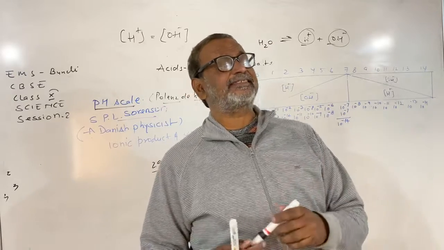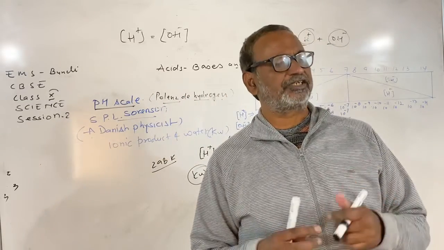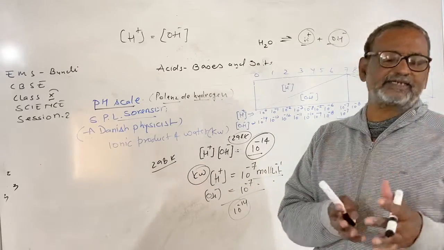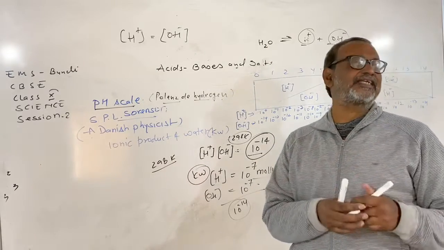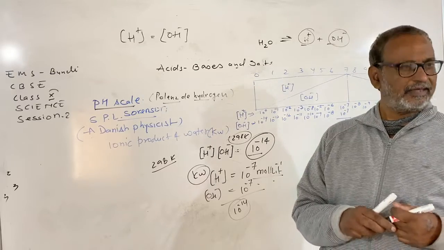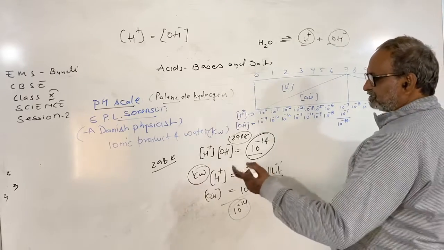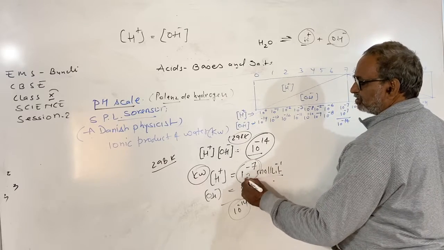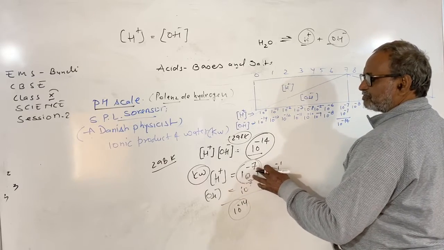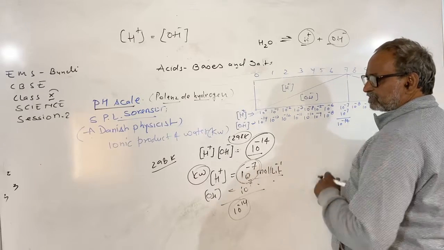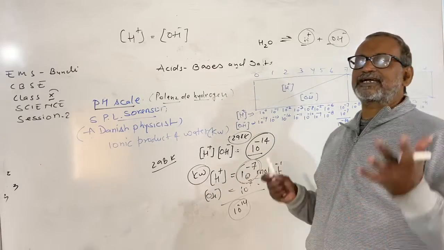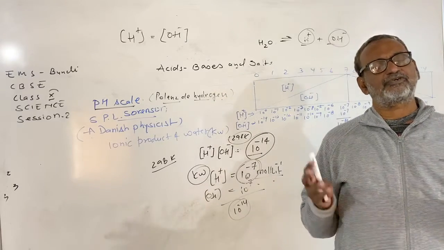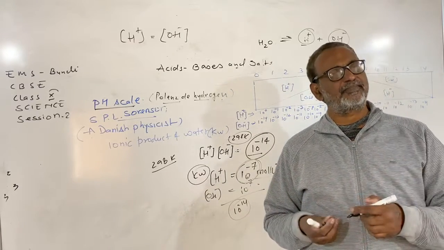When an acid is added to water, acid furnishes hydrogen ions, and therefore the concentration of the hydrogen ion increases, and the concentration of hydroxide ion decreases so that the ionic product of water remains constant.